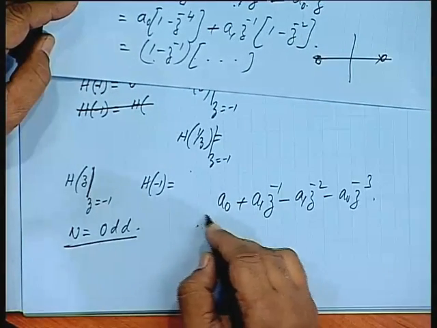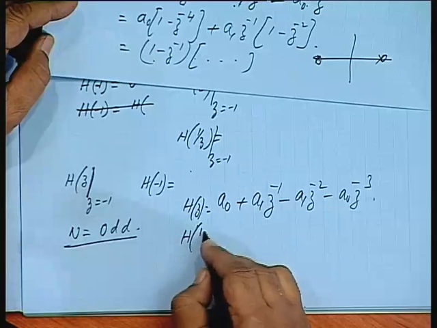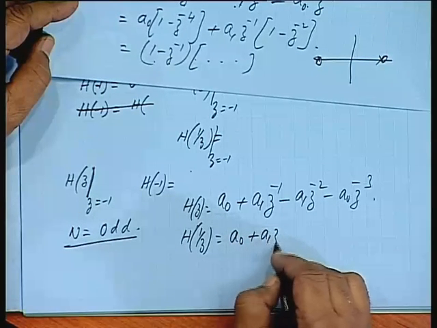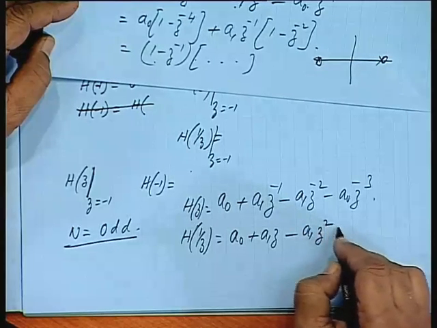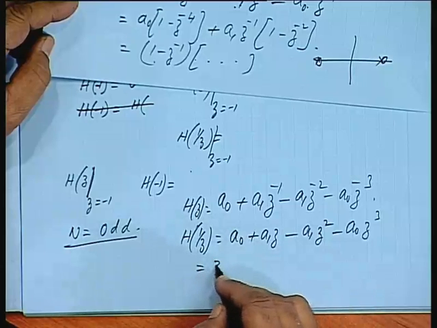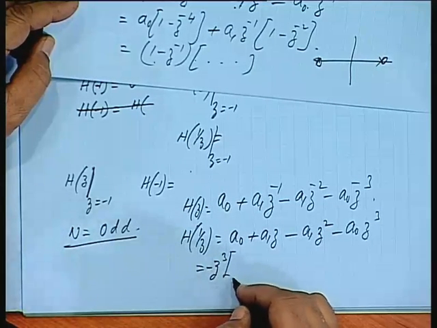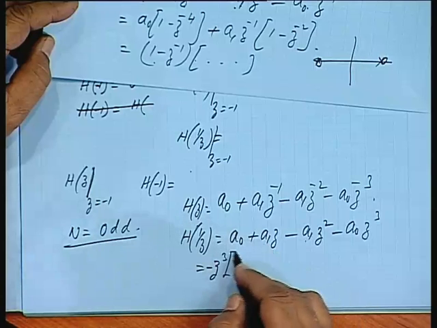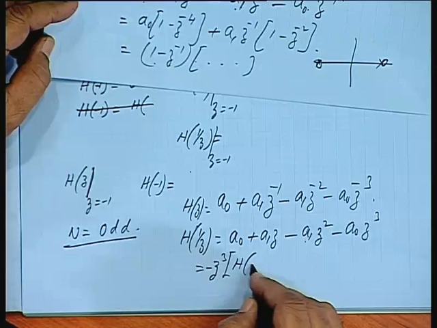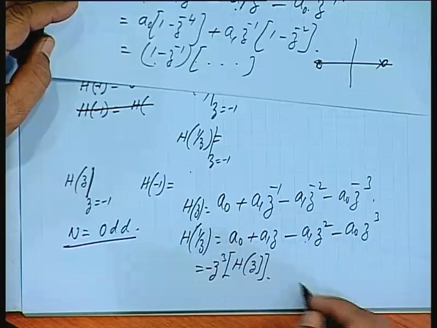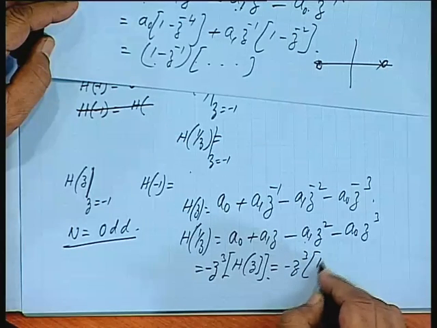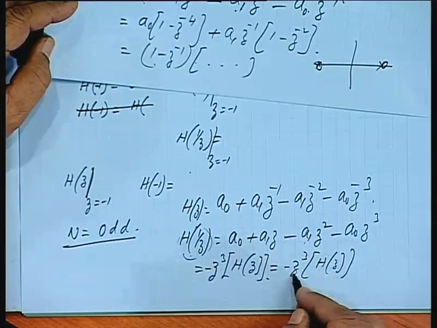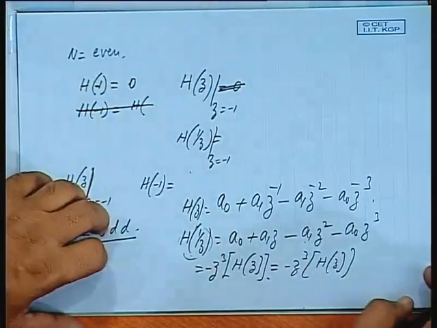Now, how much is the value of this function? This is h z, and what is h of 1 by z? A 0 plus a 1 z minus a 1 z squared minus a 0 z cubed. If I take z cubed outside, minus z cubed into a 0 plus a 1 z inverse minus a 1 z to the power minus 2, that is h z. Is that all right? So, it is minus z cubed into h z. I evaluate this at minus 1, it will be minus 1, this will be just minus 1.